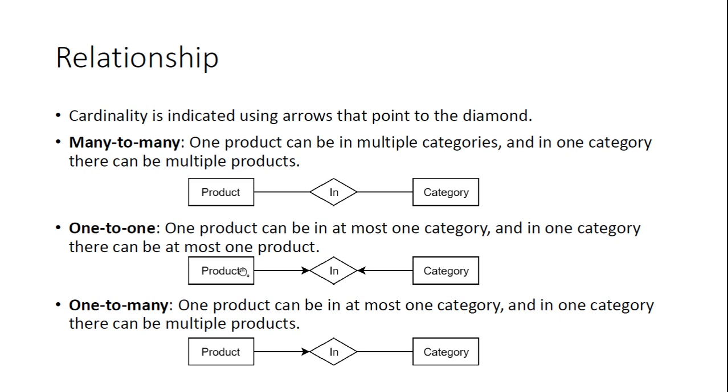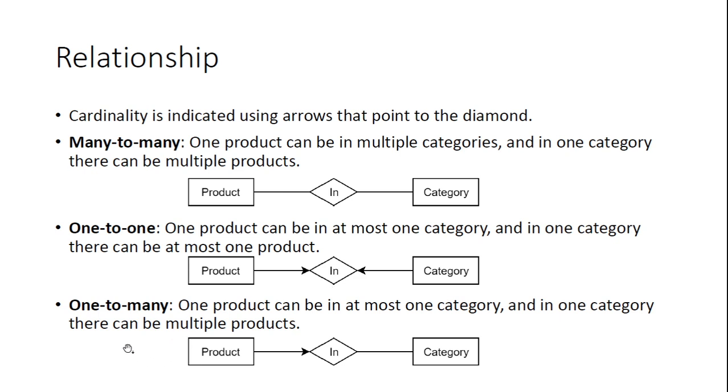So for some products, maybe they are not involved in this relationship, they have zero categories. But if a product is involved in this relationship, it can be involved at most one time. So a product can be matched with only one category, and for one category, there can be at most one product. So the cardinality is not saying anything about whether any entry should be in this relationship or not. But if it is in this relationship, it is limited to at most one matching. So it can appear only once in this relationship.